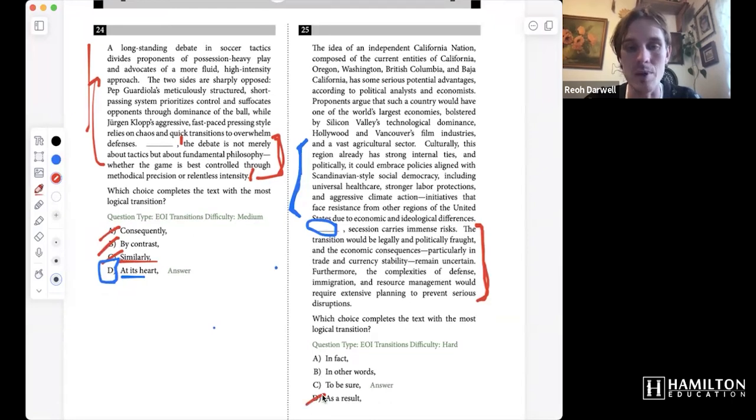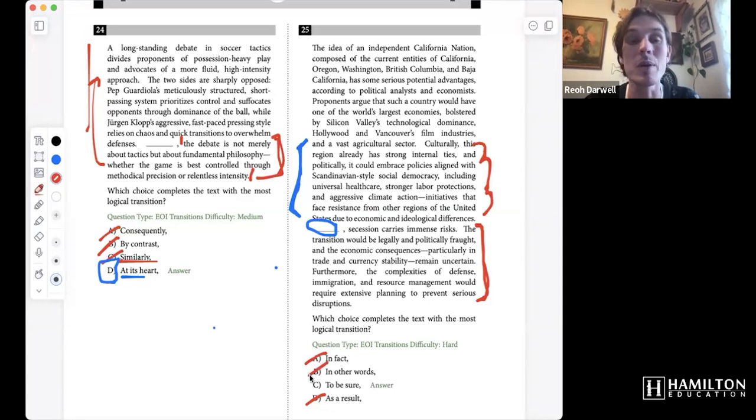As a result, for example, is one we can get rid of. As a result, secession carries immense risks, right? That would mean that all of these things are bad reasons for why we would want to secede, but they're not. They're showing how it would be a good idea for Californians to do it, right? In fact, would mean that we're emphasizing what comes before, okay? But we're not talking about risks beforehand. We are talking about the opposite of risks.